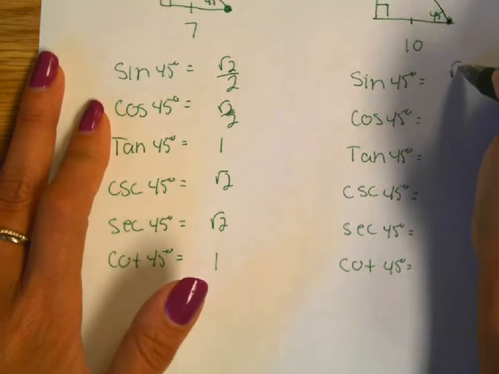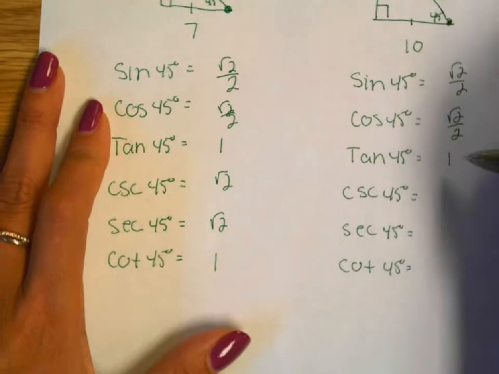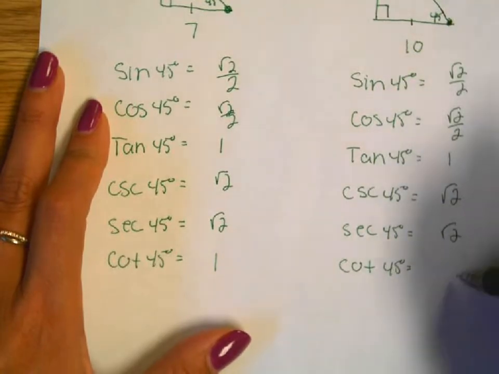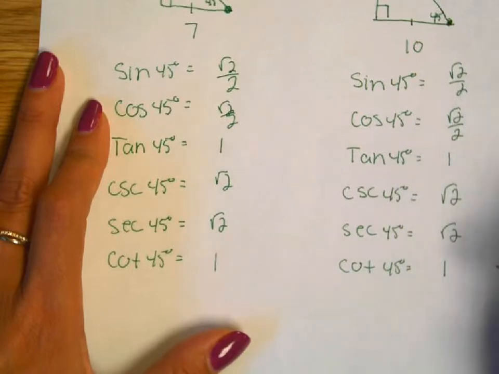Radical 2 over 2. I like that. Radical 2 over 2. Yep. 1. 1. The radical 2. It is. Radical 2. Did you do that on purpose? Yes, to prove a point.